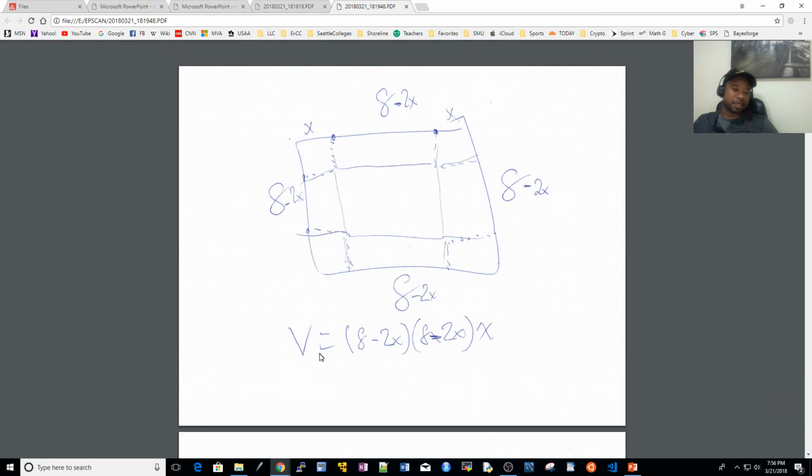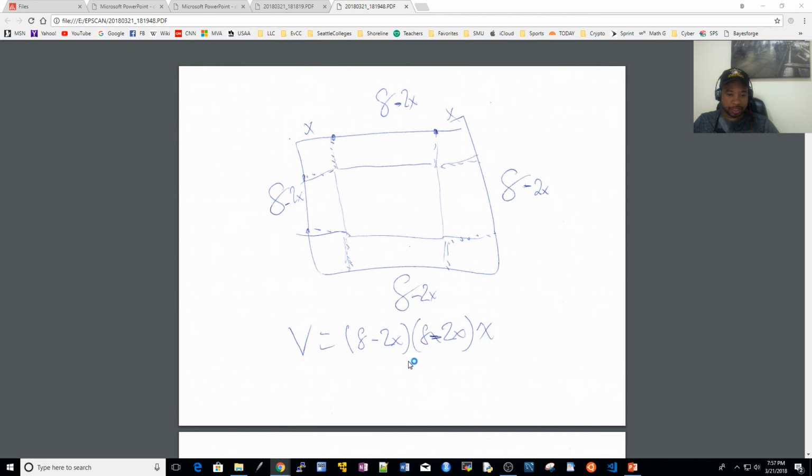So the volume is equal to the length times the width times the height. All you have to do at this point is multiply it out. When you multiply it out, you use the FOIL method, and then take the derivative of V. Once you have a polynomial, it's easy to take the derivative. Just power rule, take the derivative and then set it to 0, and then solve to get your critical values. I think we got like 2 and 4.